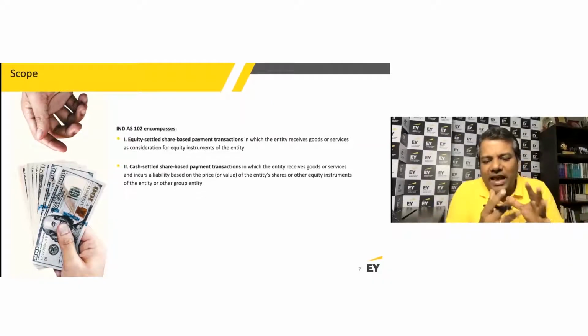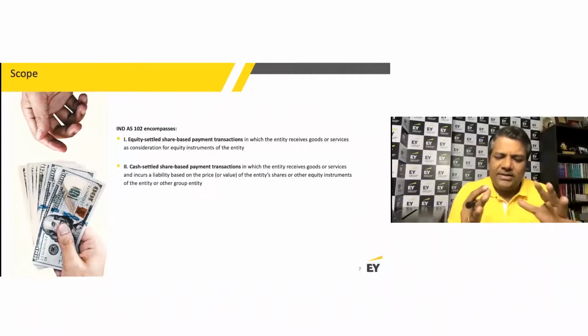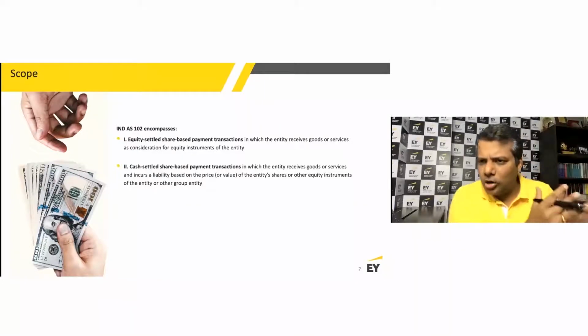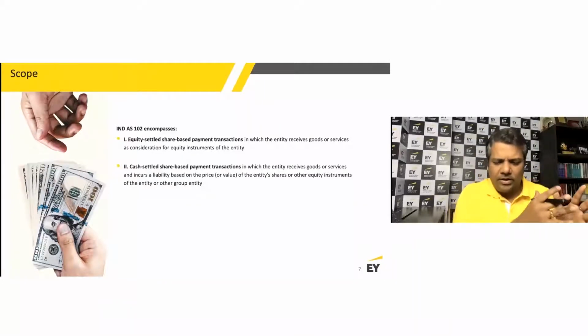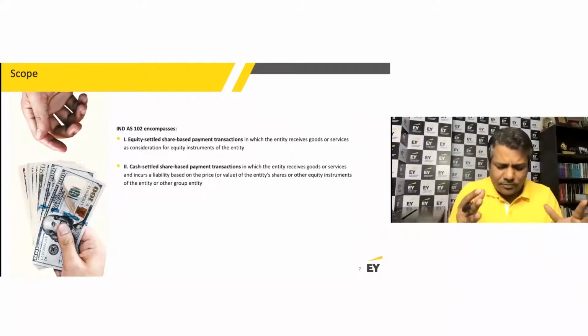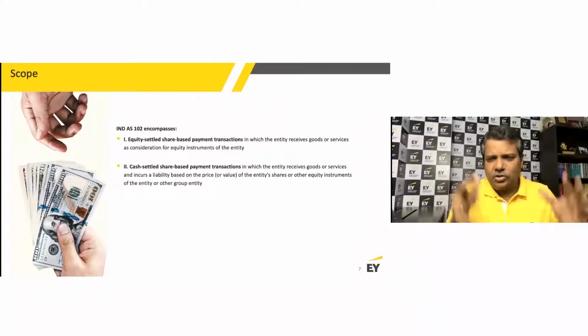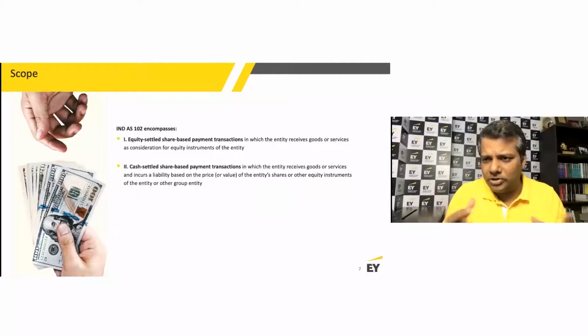Now, how much cash to give, the amount of the cash, is determined with reference to the stock price movement, as per the terms of that share-based payment arrangement. So the amount of cash or other assets to be given is to be linked to the stock price. Then only it's a share-based payment arrangement.